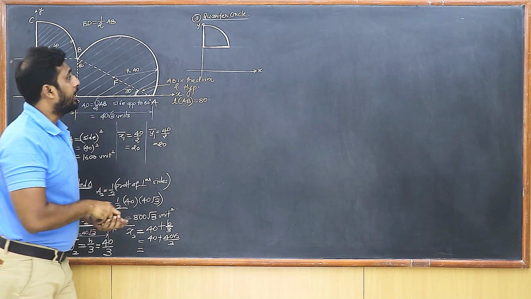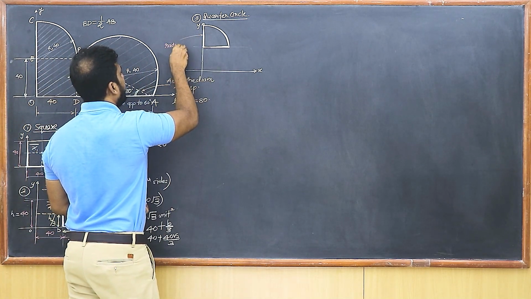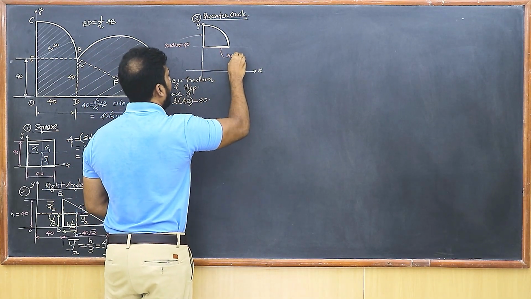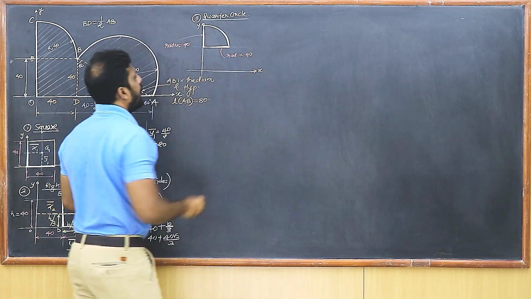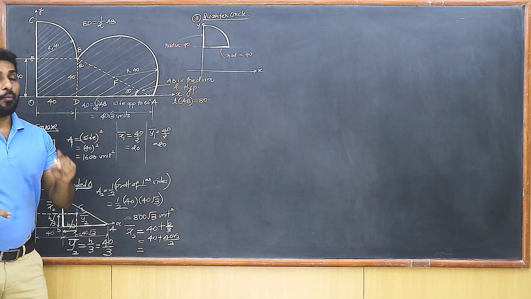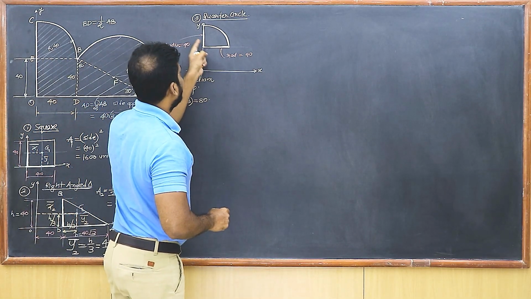So now you can identify the radii, isn't it? So this is the radius. This is the radius and it is 40. This is also the radius and it is also 40. Now I know that for a quarter circle, the centroid lies at a distance of 4r upon 3 pi from the two radii, isn't it? It is at a distance of 4r upon 3 pi from the two radii.